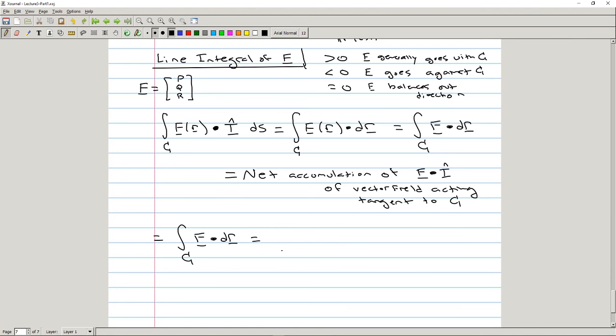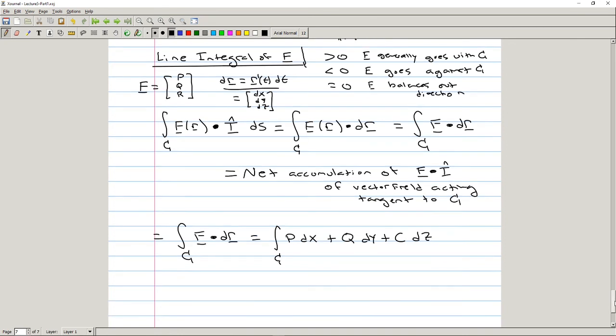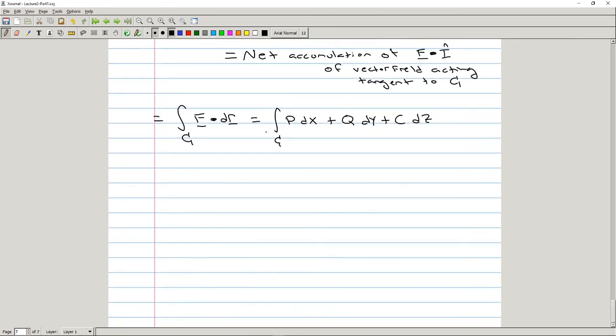You could write this as the line integral over C of P dx plus Q dy plus R dz, where you remember that dr we'll write as r prime of t dt. But dr is really just the vector. You can think of it as like dx, dy, dz, the differential. So this is another very nice notation, and I guess the last notation that we want to see.